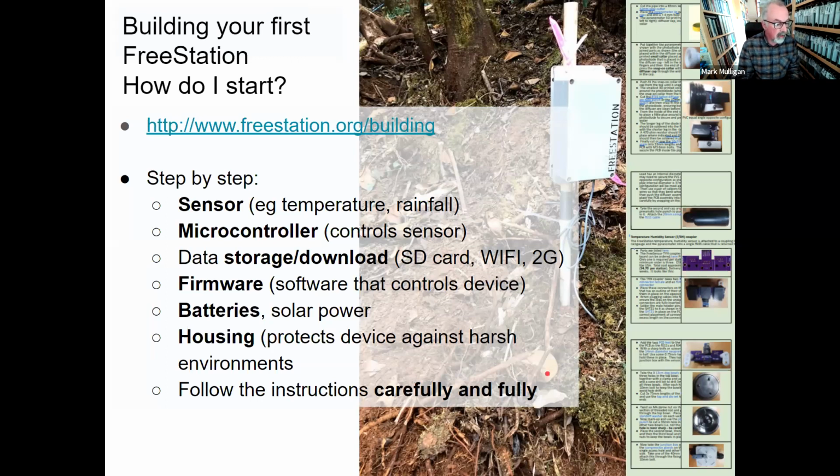So if you're building your FreeStation, you go to freestation.org building. You probably start with building the sensor in its enclosure. You then put the microcontroller on the printed circuit board with the SD card and anything else you need. You then need to upload the firmware, which is the software that the device uses, so that we can control what it does. When you buy a Particle Photon, it's blank. It doesn't have any firmware for data logging. So you have to upload the firmware that we have used, and that does everything that we have shown.